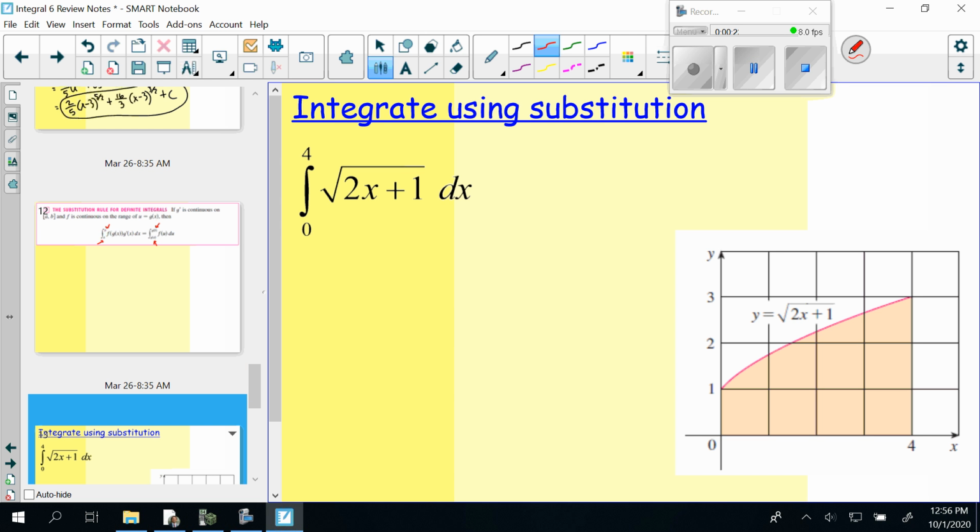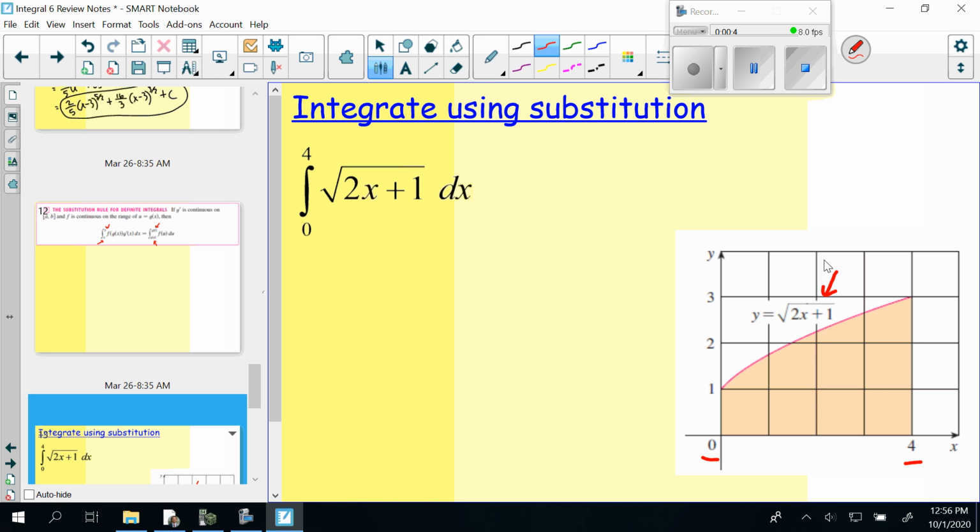So we want to integrate this using substitution. Here you can see we have the graph of the square root of 2x plus 1. The graph would look like that. We're integrating from 0 to 4, so the area that we're trying to find is this area right in here. We could estimate what that is.